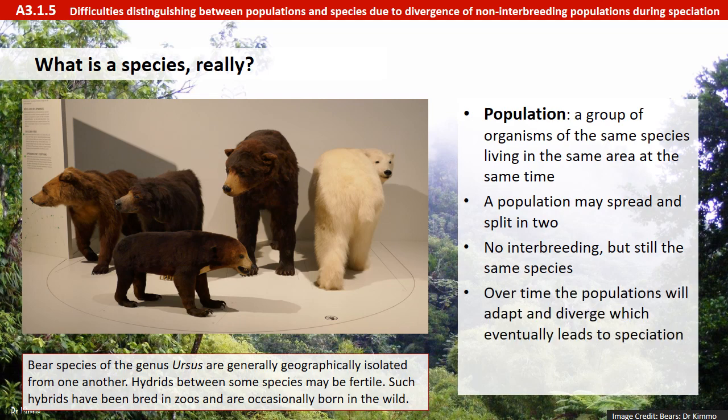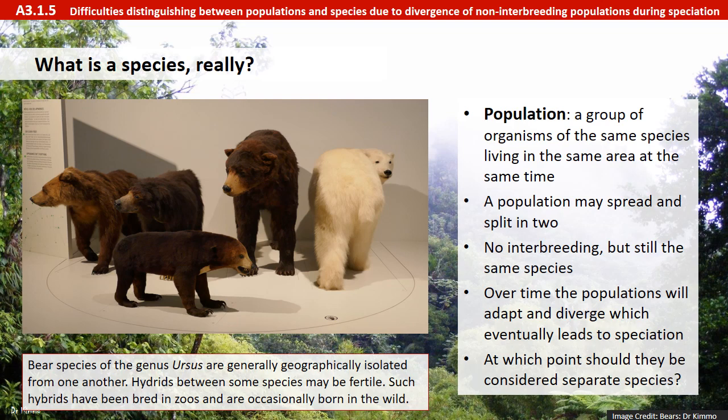However, as time passes, these two subpopulations will adapt to their own local environment and will diverge, which means they will develop in different directions. Eventually, this leads to speciation. So instead of two subpopulations, we have two species. It's a long process, and the question is, at which point should these two subpopulations be considered as separate species?